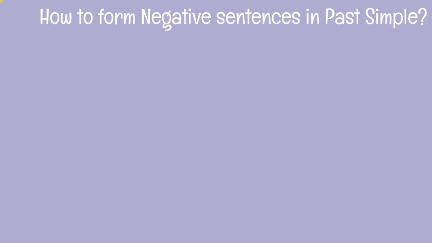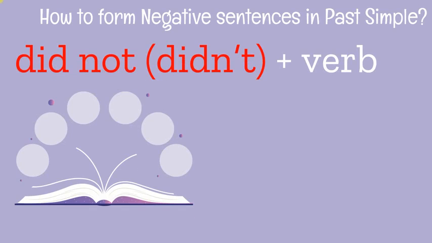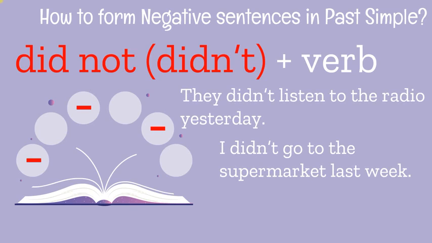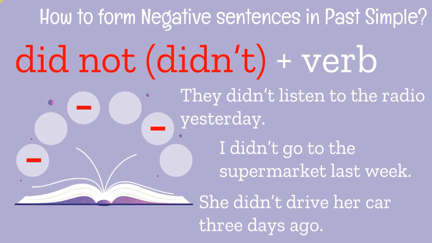Past simple in negative sentences for regular and irregular verbs. We use did with not, contracting it into didn't, plus the infinitive form of the verb. For example, they didn't listen to the radio yesterday. I didn't go to the supermarket last week. She didn't drive her car 3 days ago.